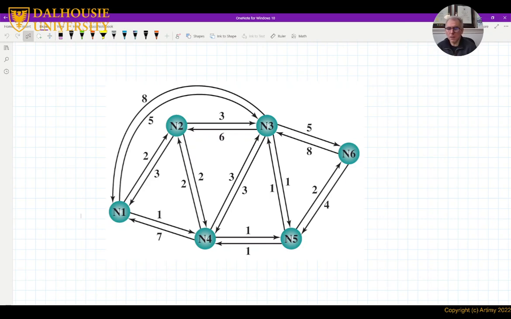But that's not how flooding works. I'm just revisiting an old topic here. Flooding says, I receive a packet from one link, I'm just going to send it to all other links. As simple as that.